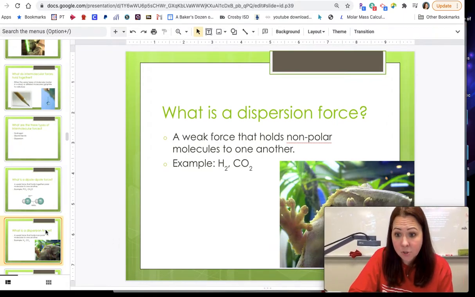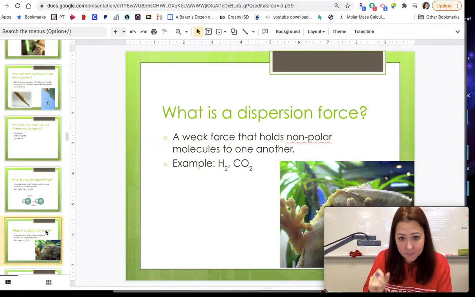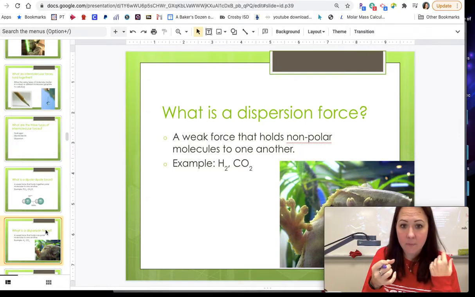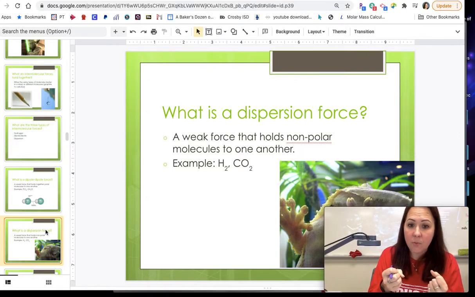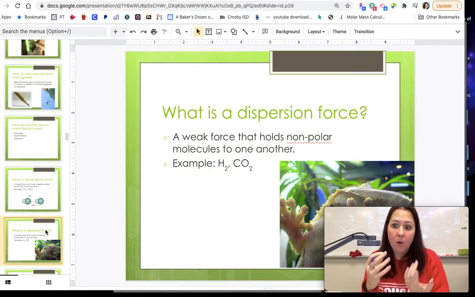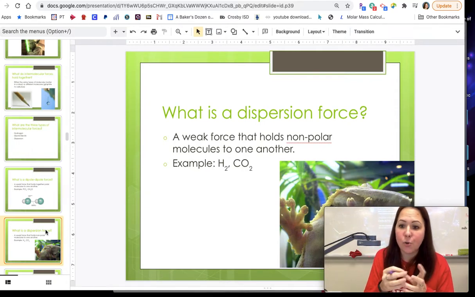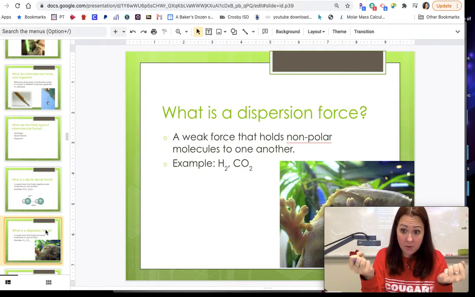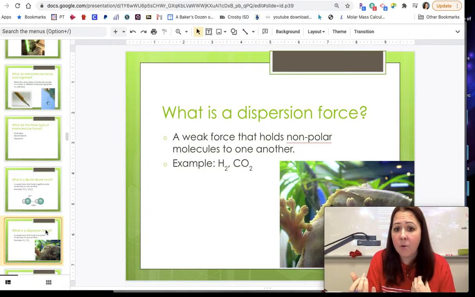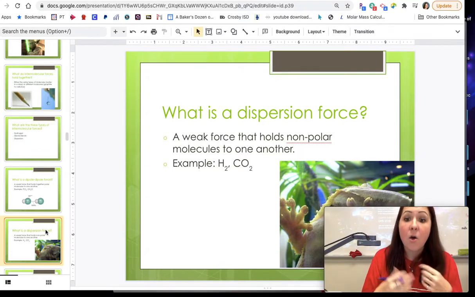Now, dispersion forces happen with nonpolar molecules. So nonpolar means that you're sharing your electrons equally with one another. When they share their electrons equally with one another, you have something like hydrogen or chlorine or bromine, all of those Brinkelhoff elements. Carbon dioxide is nonpolar due to its shape because it's linear, but it's pulling equally on each side. So when you have these nonpolar molecules, they are going to create these dispersion forces, which helps things to stick together.